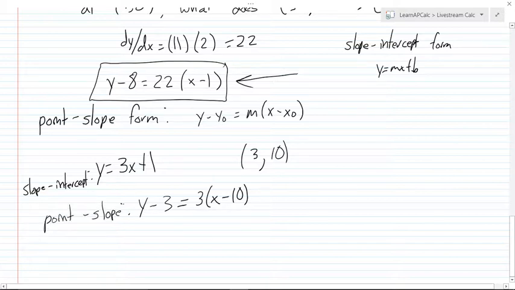And if I solve this one, oh wait, I wrote that wrong. Okay, yeah, I was like, what? Now if I solve this, I can see that they're the same. So that's where point-slope form comes from.